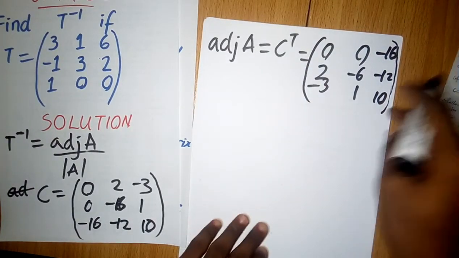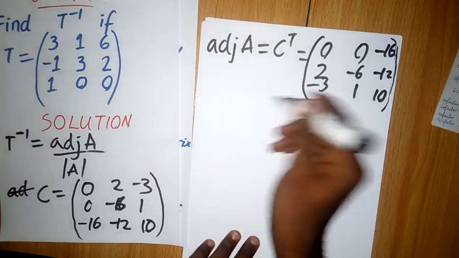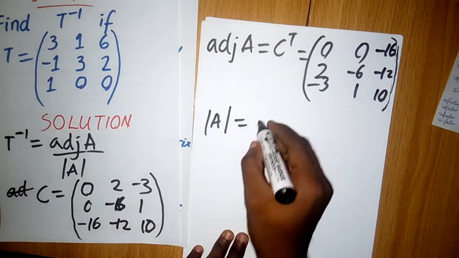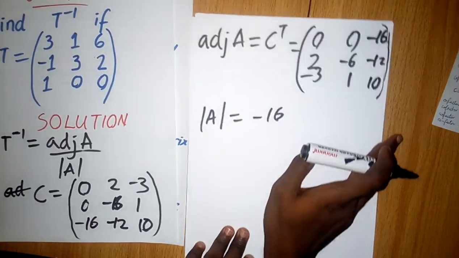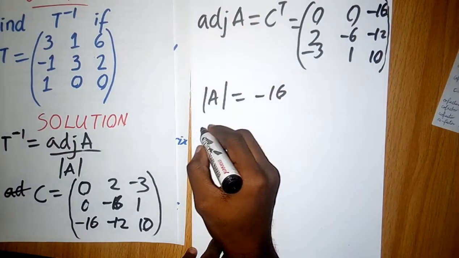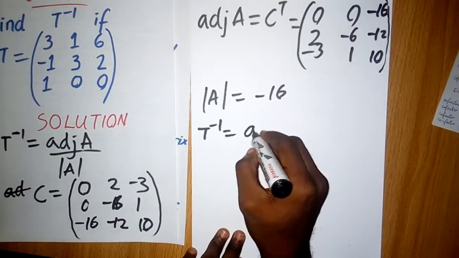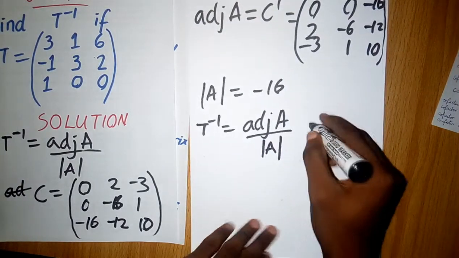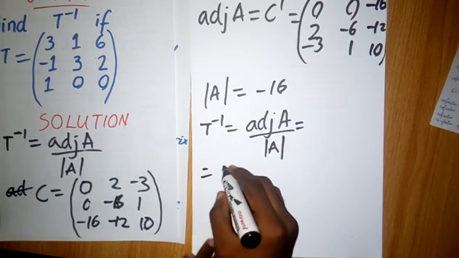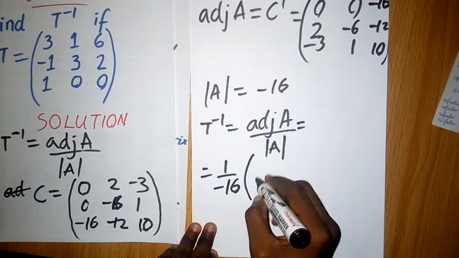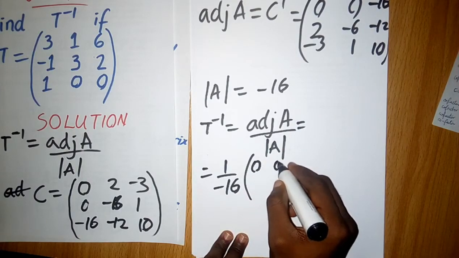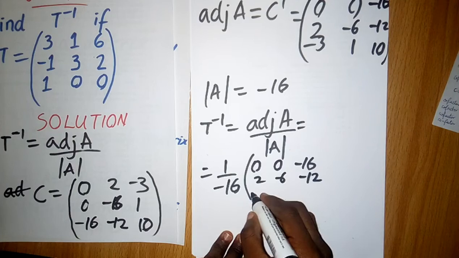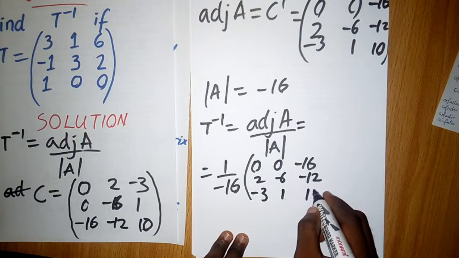Now this gives us our adjoint, and we've solved for the determinant of A, and we got minus 16. It therefore means that our T inverse will be equal to the adjoint of A divided by the determinant of A. So that's 1 over minus 16 times 0, 0, minus 16, 2, minus 6, minus 12, minus 3, 1, 10.